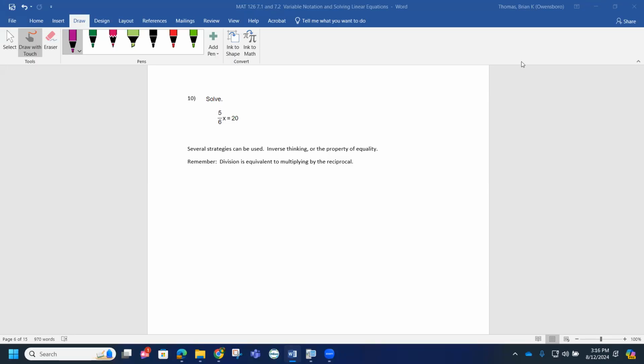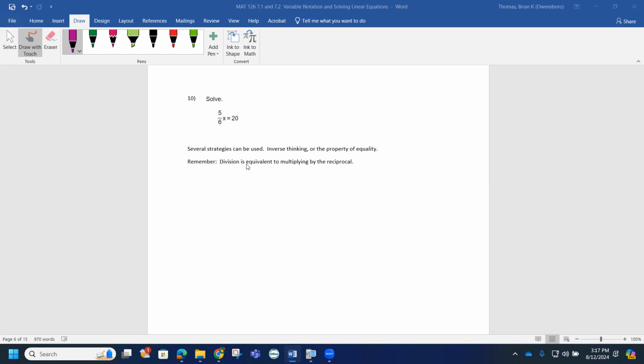So looking at this equation, again, this is a one-step equation that we want to solve. To solve an equation means to find the value of x that makes each side the same value. There are all kinds of ways of doing this, but one way is what we call inverse thinking, or thinking backwards. Or we also have what's called the property of equality.